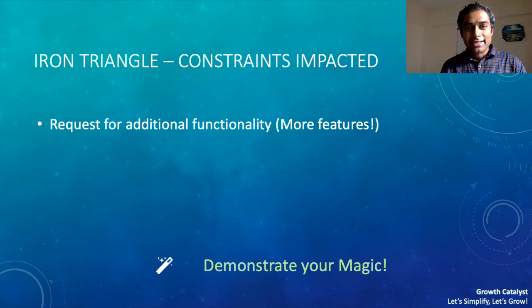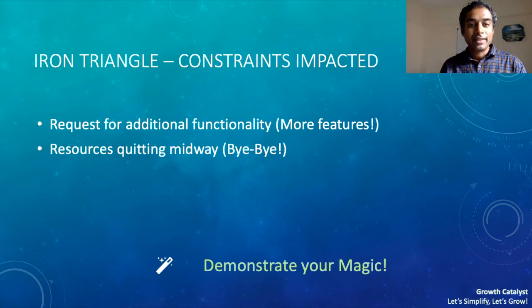So what are some areas or examples where the constraints are impacted, where there's a pull on any of these vertices of the triangle? Request for additional functionality, this is nothing but a change on the scope front. Resources quitting midway, this happens quite a lot. You have a very senior resource who was working fine and all your estimations were based on how this resource was doing it. And suddenly this resource says, bye bye, I'm moving on, I got a better job. Then yes, that's going to have an impact because you need somebody to take over this resource position, somebody to get into that expert level position that the other person was handling, the knowledge transition.